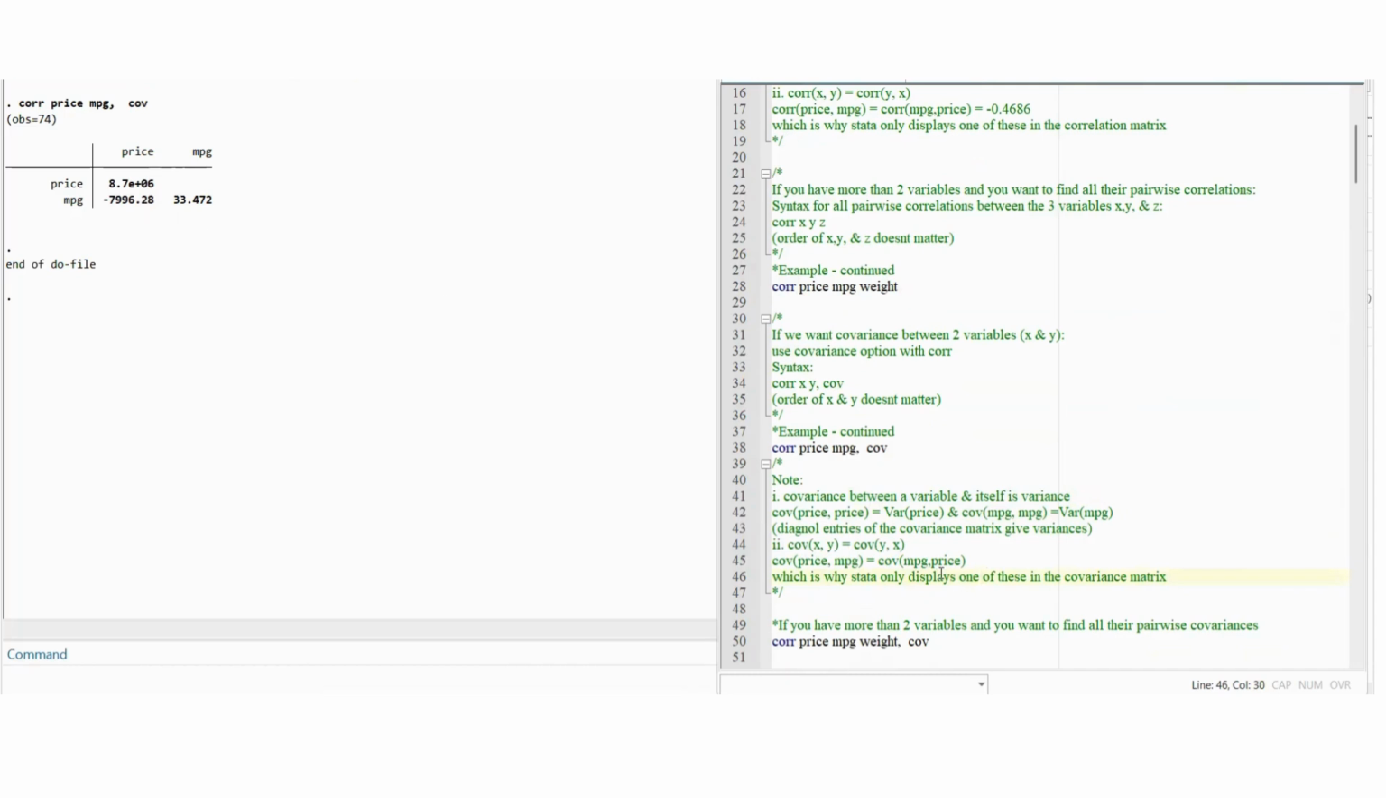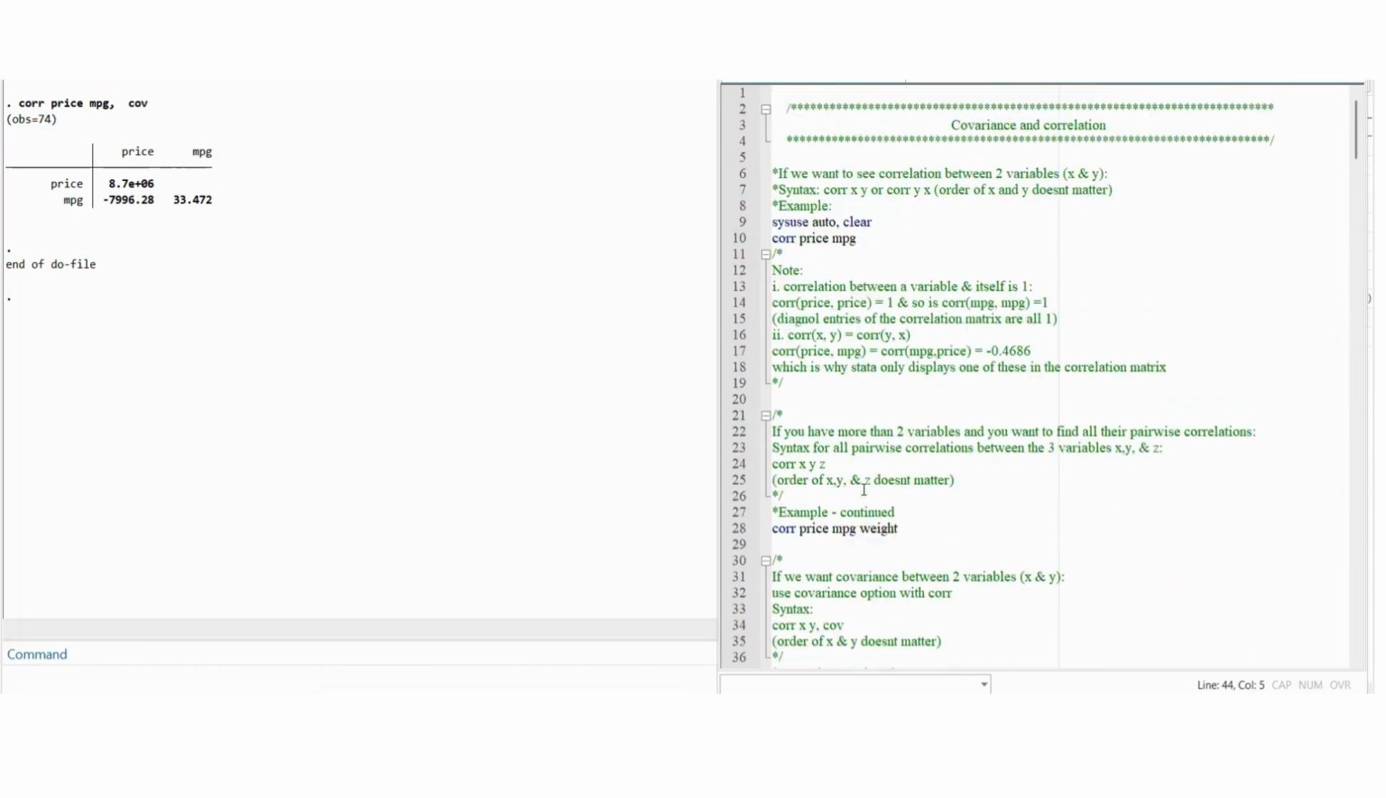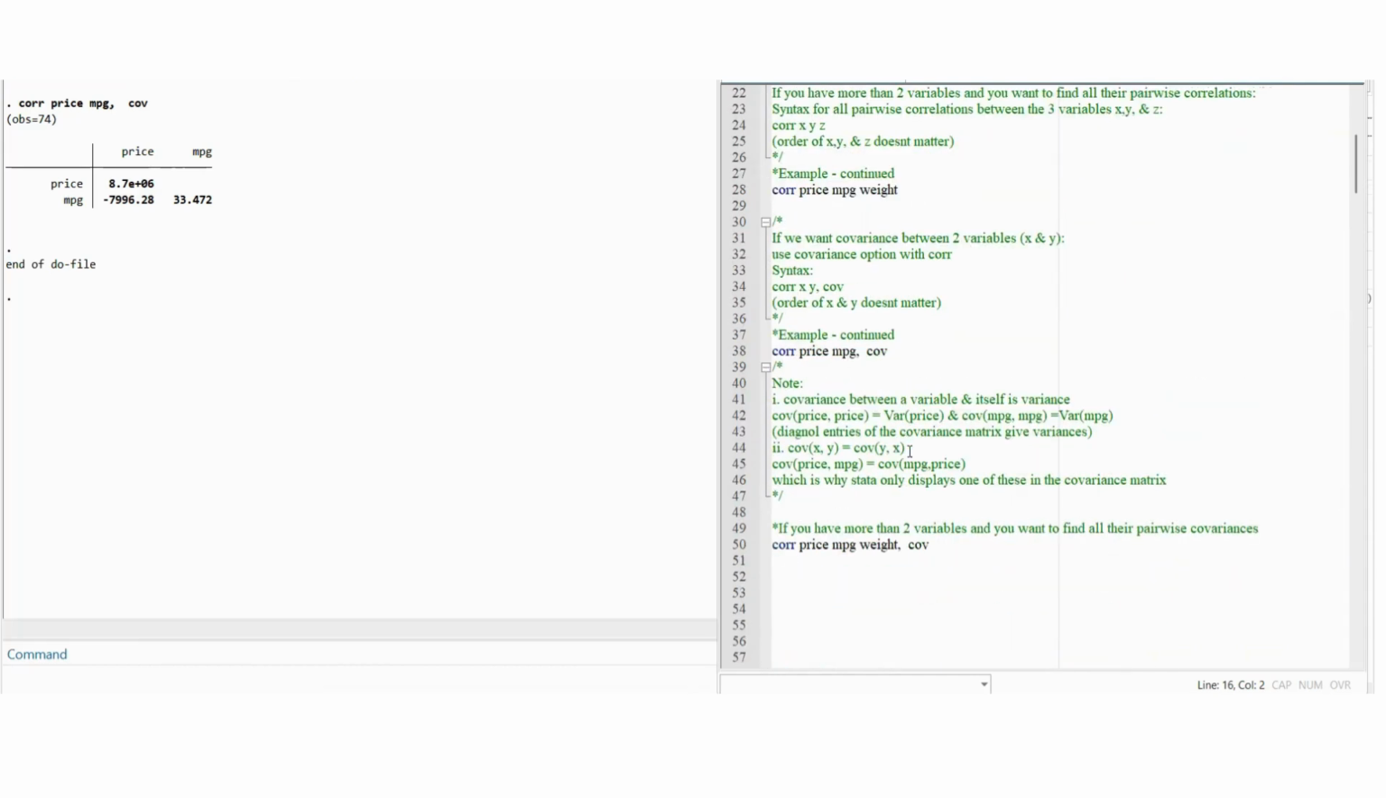And the second property that we also looked at in correlation, where we said the correlation between x and y is the correlation between y and x. So that's why it doesn't really matter whether you write x, y, or y, x. Similarly, the covariance between x and y is the same as covariance between y and x, which is why you will notice that Stata displays the covariance between MPG and price, but it doesn't display this number. Why? Because this number is the same as this number, so displaying one is enough. So it's telling you the covariance between MPG and price, which will be the same as the covariance between price and MPG, so it will only display one of these, and the other is the same as that.